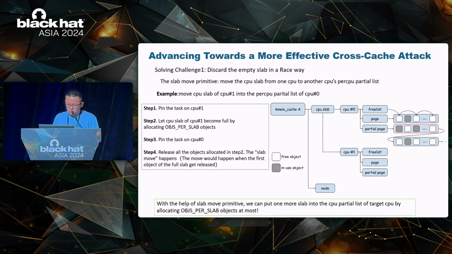And then pin our task to CPU 0. After that, release all the objects allocated in step 2, and the slab move just happens. With this primitive, we can put one more slab into the partial list of the target CPU by allocating objects-per-slab objects at most.